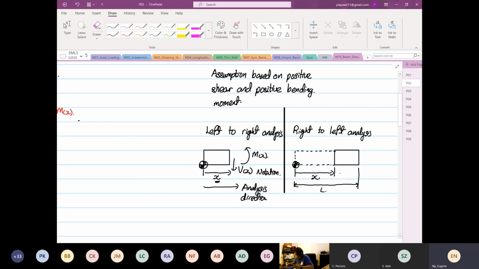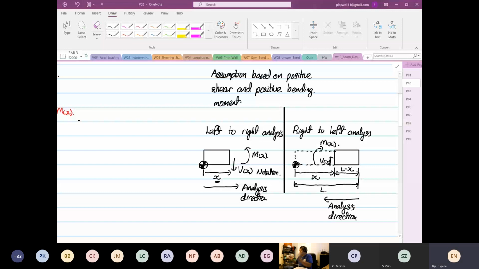So the distance from here to here, this entire distance, is L minus what? X. Okay, so now the geometric datum is still at the same position. X is still going towards the right-hand side. But now our analysis direction changes. So now this is our analysis direction. When you swap your analysis direction from right to left, our shear force will now be going upwards, and our bending moment will now be in a clockwise direction.